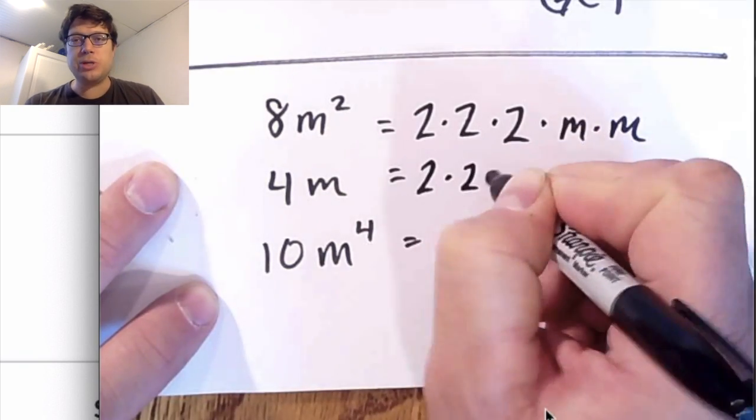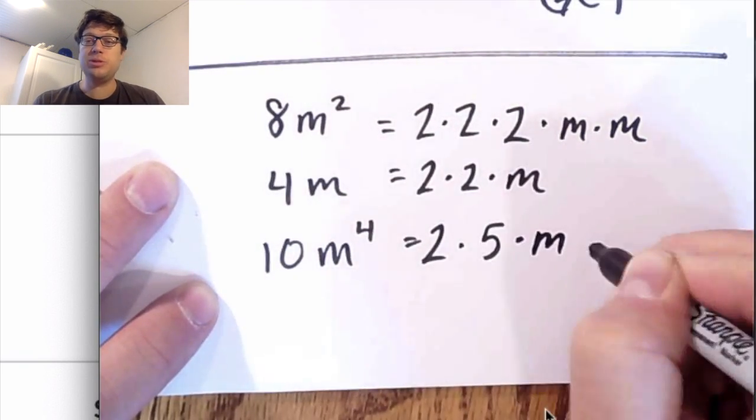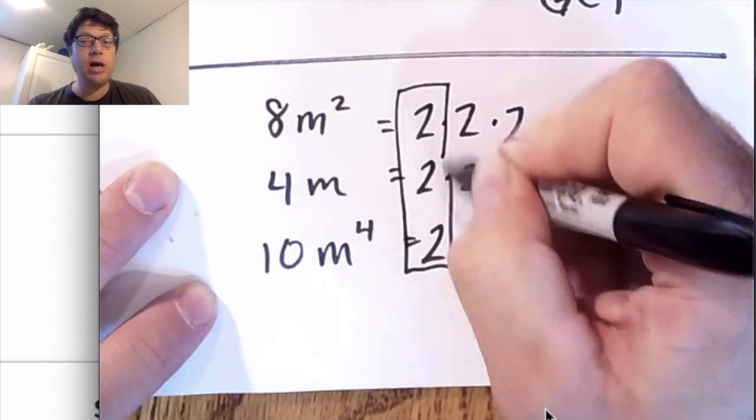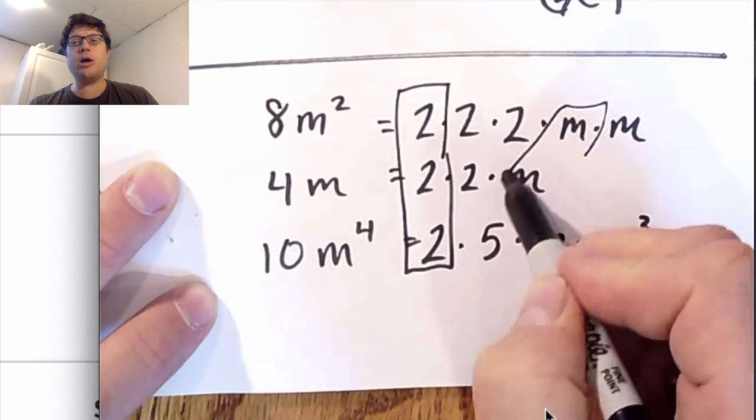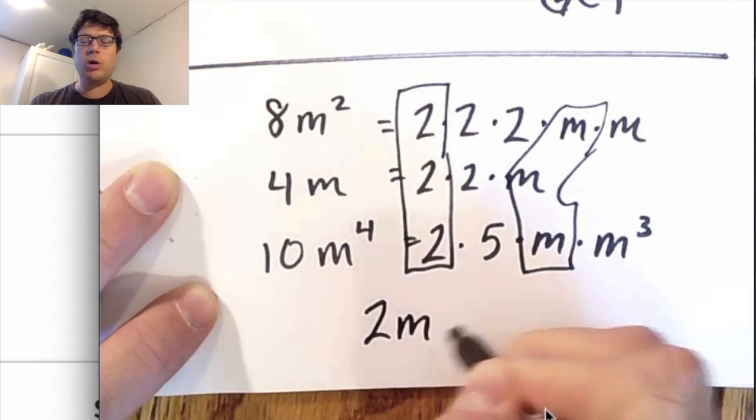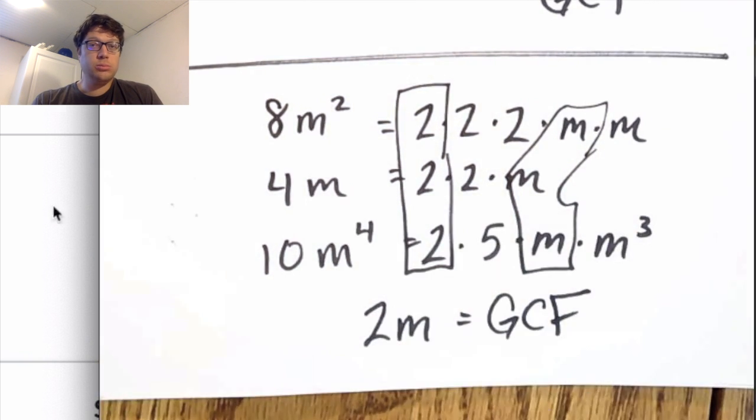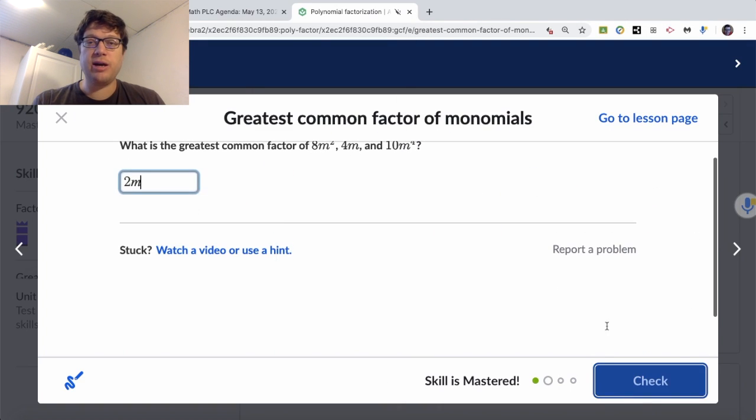8 is 2 times 2 times 2. 4 is 2 times 2. 10 is 2 times 5. They all have a 2 in common. And they all have at least one m, well, only one m in common. So therefore, 2m is the greatest common factor.